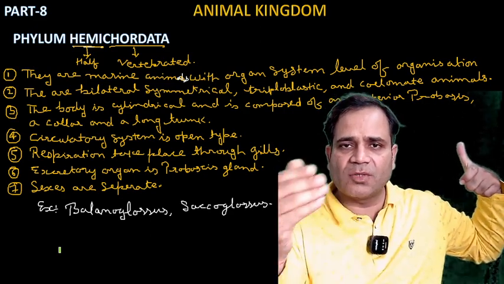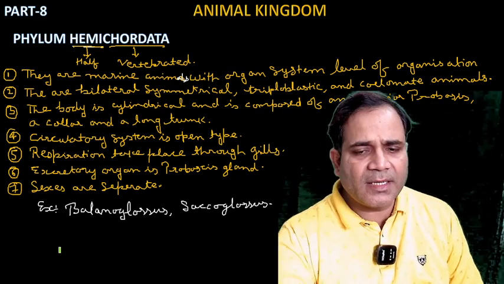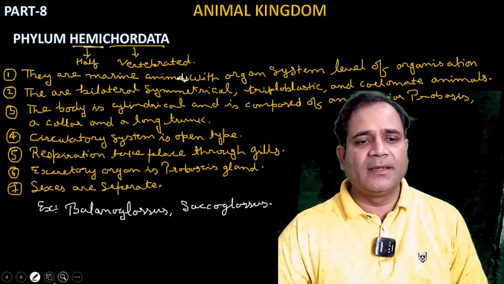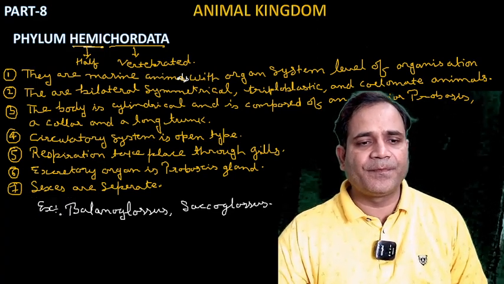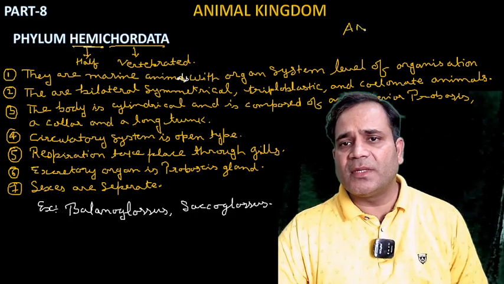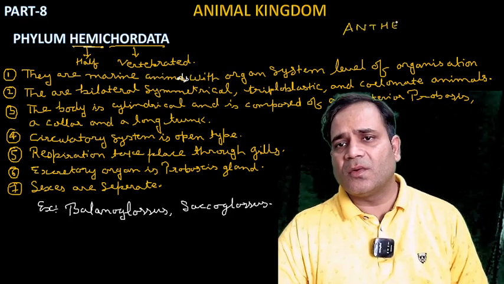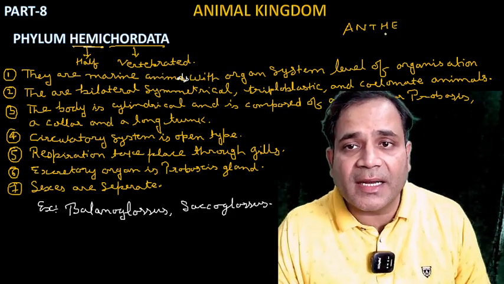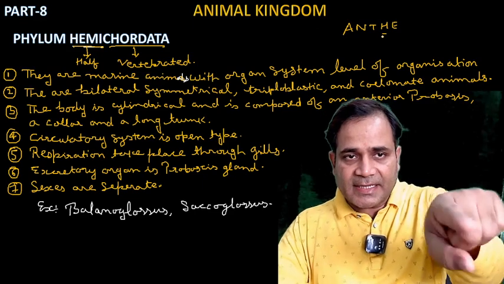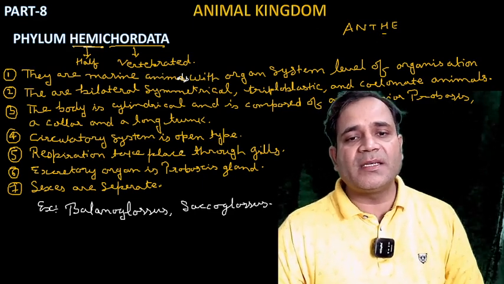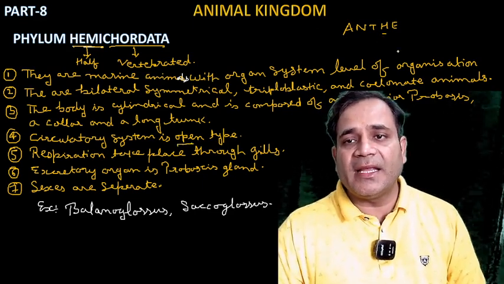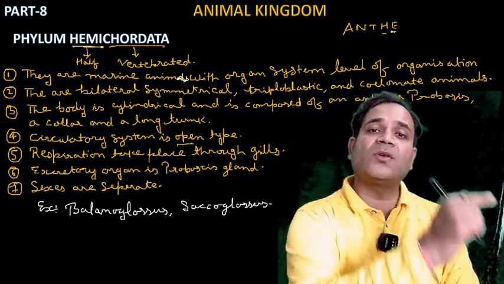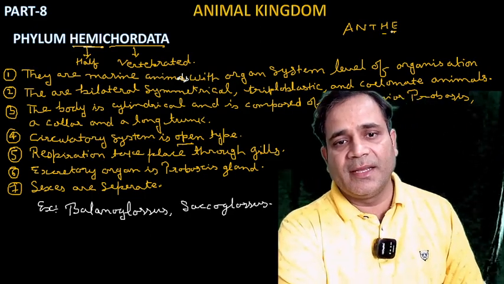The circulatory system is open type. And you remember the word ANTHE, right? I told you this: A for Arthropoda, N for non-cephalopod Mollusca, T for Tunicata, H for Hemichordata. Hemichordata has an open type of circulatory system. And E for Echinodermata, which I told you about previously; they also have an open type of circulatory system.